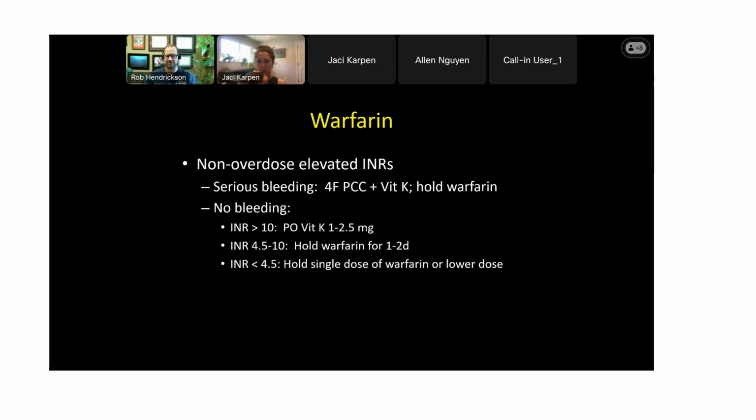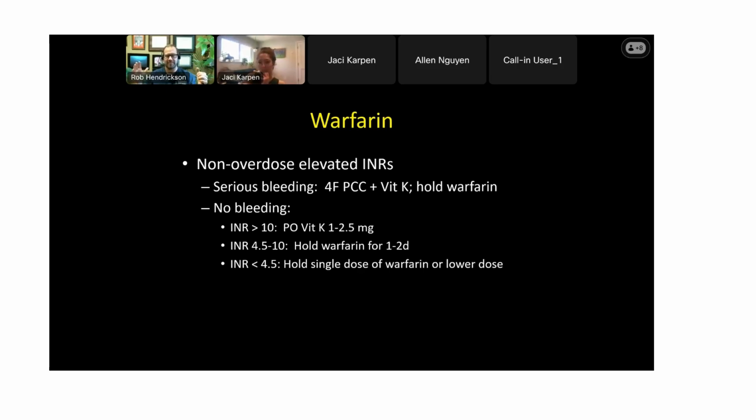It is 8. Well, if it is 8, you see the protocol here. And actually, from 4.5 to 10, you can give a small dose of PO vitamin K. The recommended dose is 1 milligram of PO vitamin K. So there is a protocol. I don't think you have to have it memorized, but it's important to know that it exists. It's published by the American Thoracic Society.